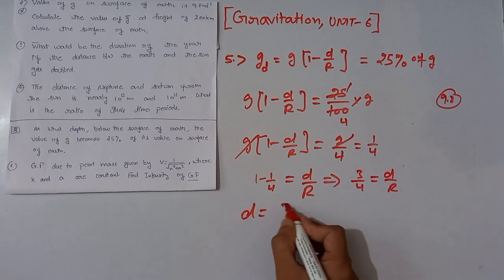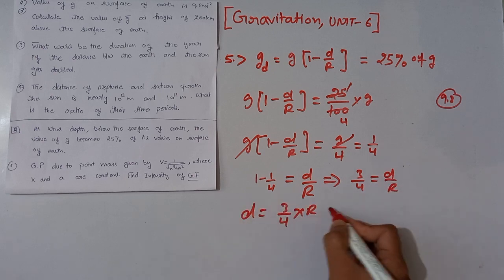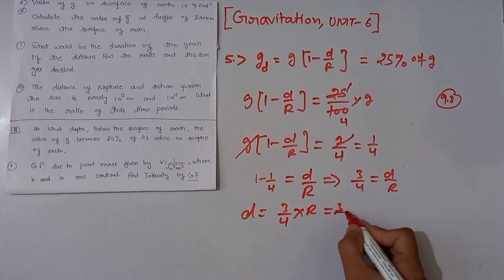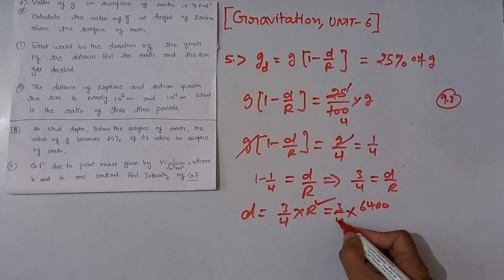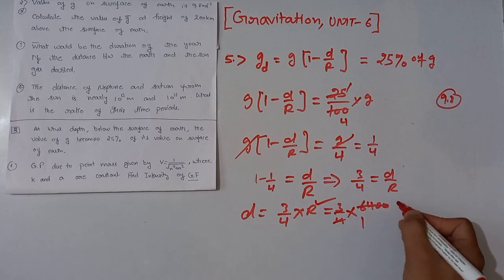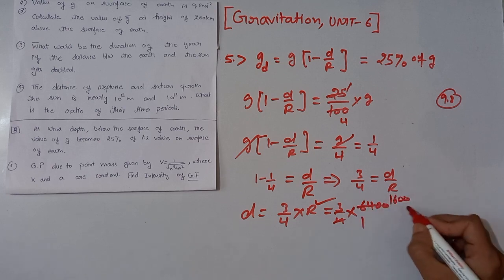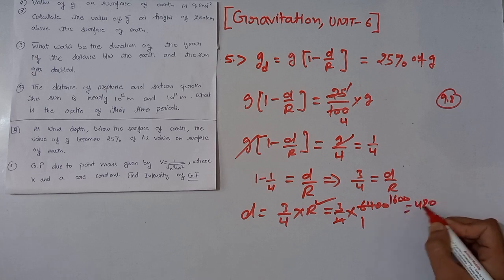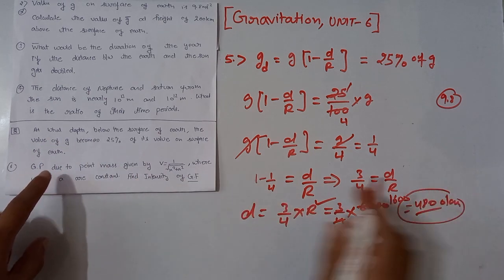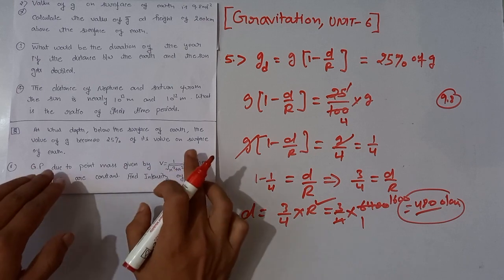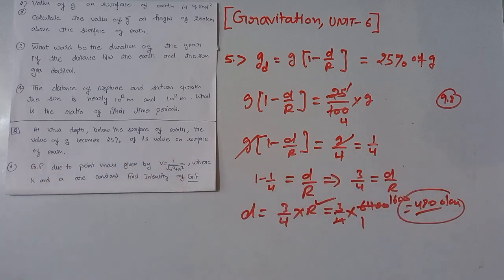Here this implies d is equal to 3 by 4 into R, which is equal to 3 by 4 into the radius of Earth, 6400. 4 ones are 4, which is equal to 16 threes are 48, 4800 kilometer. So at what depth? At 4800 kilometer below the surface of Earth, the value of g becomes 25%. I hope this numerical is clear to you.